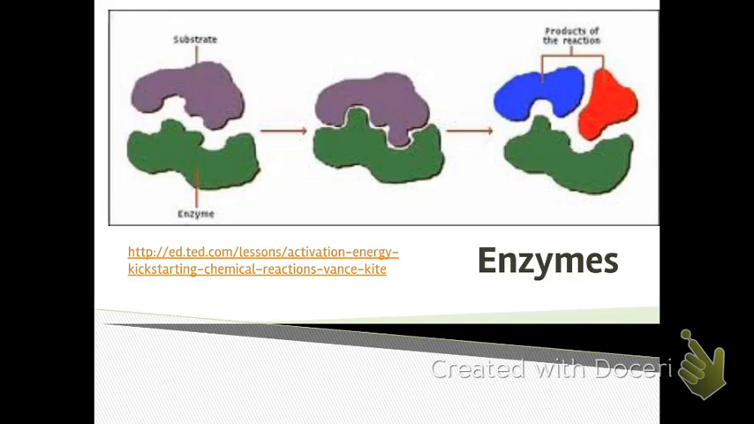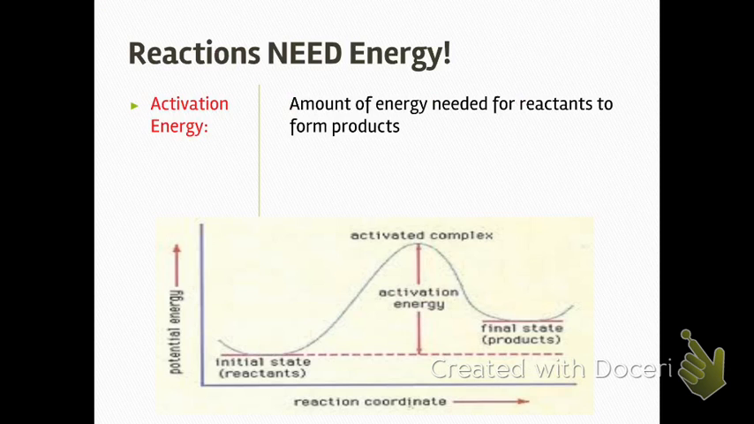All right, so we're going to talk about enzymes here. An enzyme is a type of protein. Therefore, it's made up of the amino acid monomer. And so enzymes have special jobs. But before we talk about enzymes, the first thing we have to understand is activation energy.